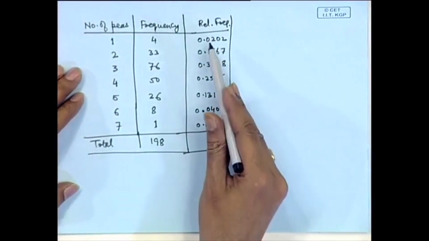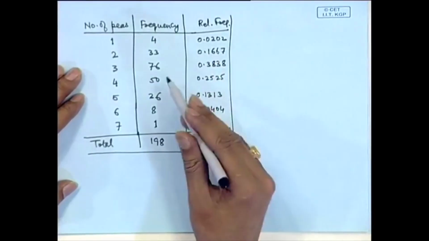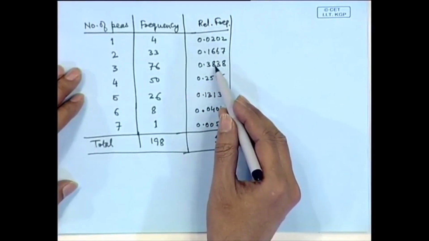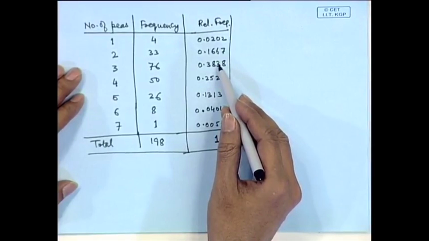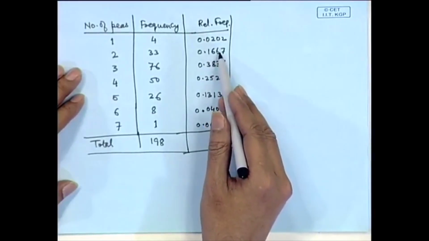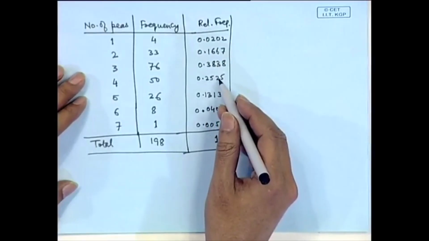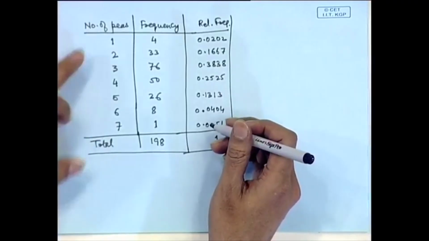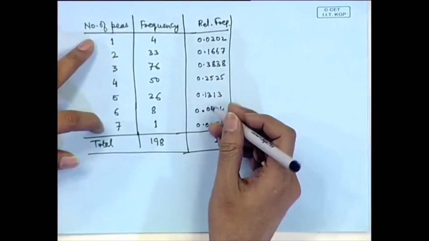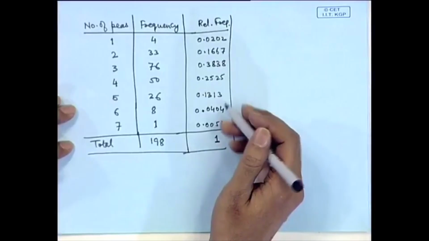If we look at the last column, it tells the relative occurrence of each number in the sample. For example, 3 occurs nearly 38% of the time, say 2 occurs nearly 16.6% of the time, 4 occurs nearly 25% of the time, whereas 1 or 7 occur very rarely. So, 1 occurs only 2% and 7 occurs only 0.5% of the time. So, this information is also useful.